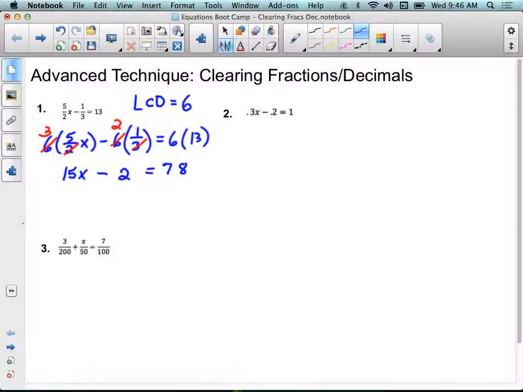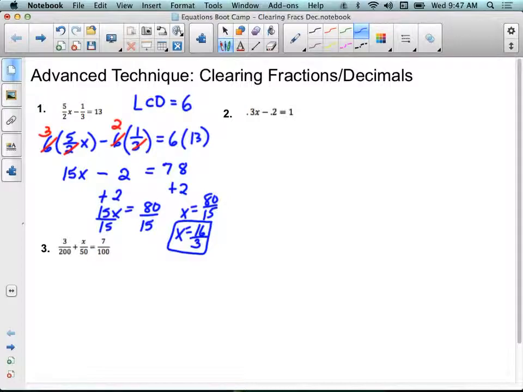Now this is just a regular two-step equation. We'll add 2 to both sides. We'll get 15x equals 80. We'll divide both sides by 15, and we'll get x equals 80/15. Okay, and I can reduce that by a factor of 5. 5 goes into 80 16 times, and 5 goes into 15 3 times. So x equals 16/3, and there's no need to use a calculator for any of that.